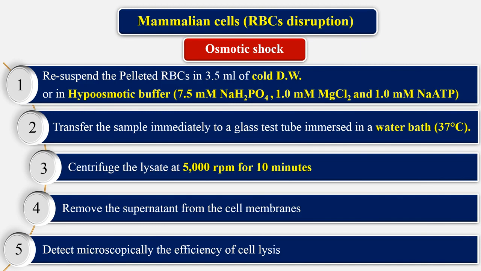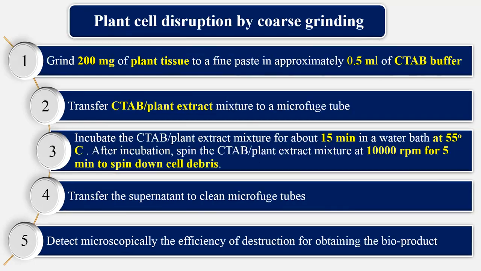Centrifuge the lysate at 5000 rpm for 10 minutes. Remove the supernatant from the cell membrane. Detect microscopically the efficiency of cell lysis.